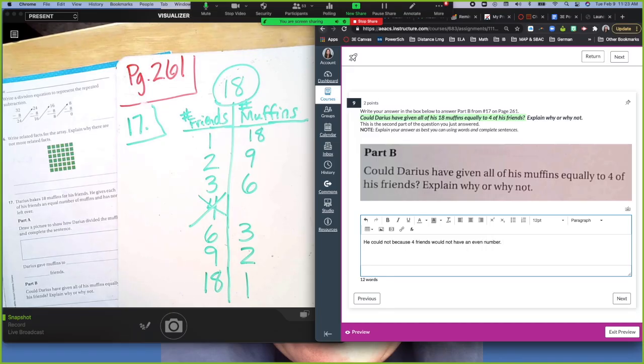Felix Holt here. I liked how he answered it. He busted into decimals. Felix, I was impressed with your answer. He said, no, he couldn't give them an even number. It would be 4.5 per friend. He put decimals in there, so that was pretty awesome.